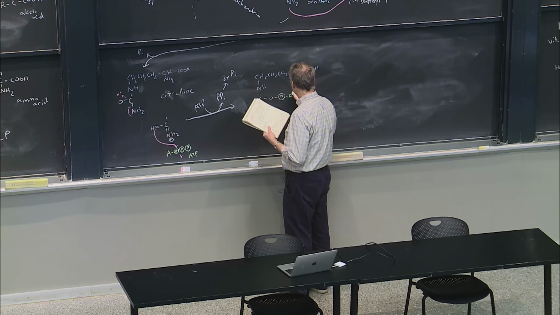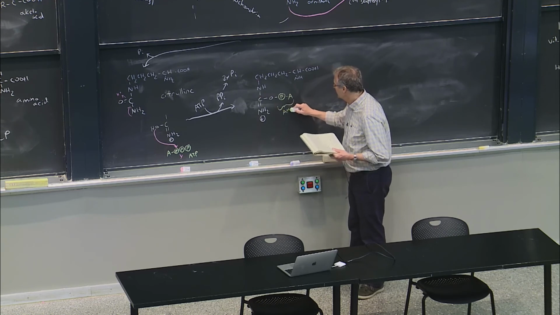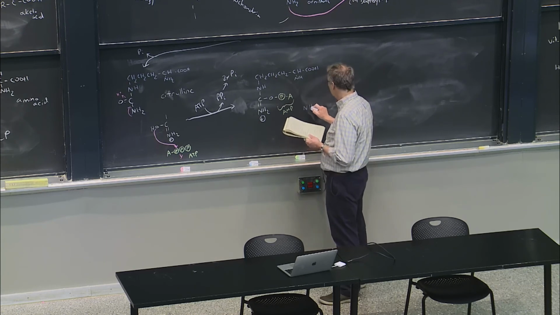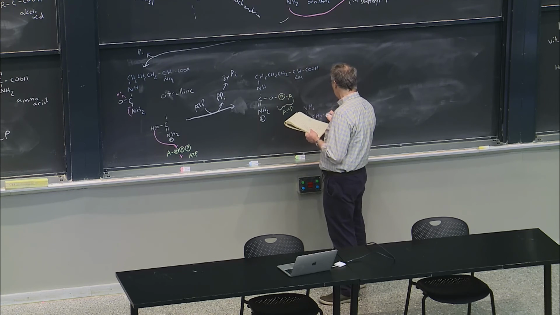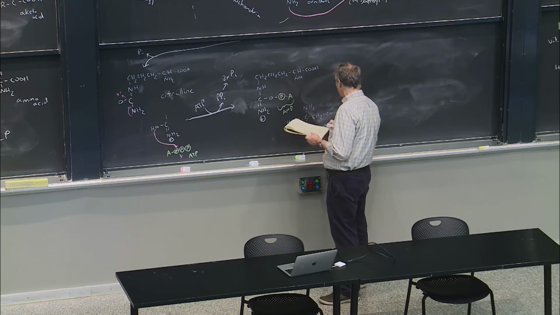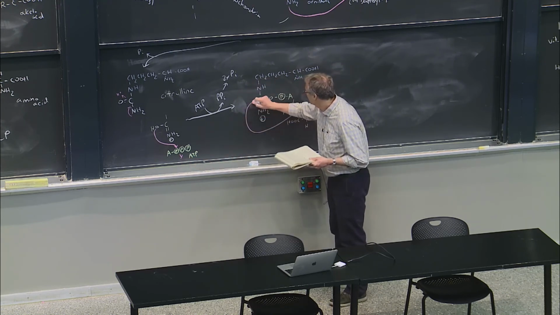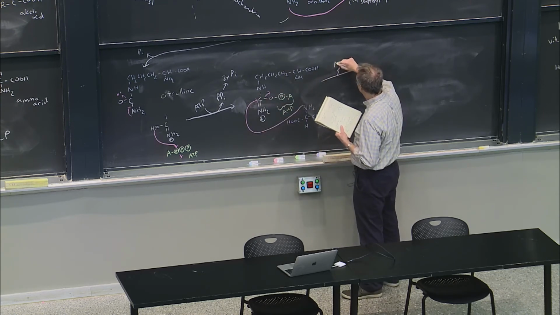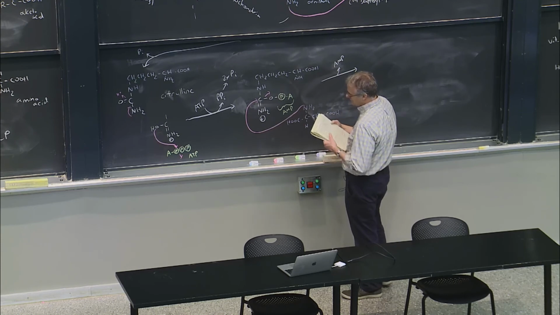So now you have citrulline with an AMP on it, and that can react with an aspartate, the amino acid aspartate. So this is the amino acid aspartate. Losing the AMP to generate this intermediate.